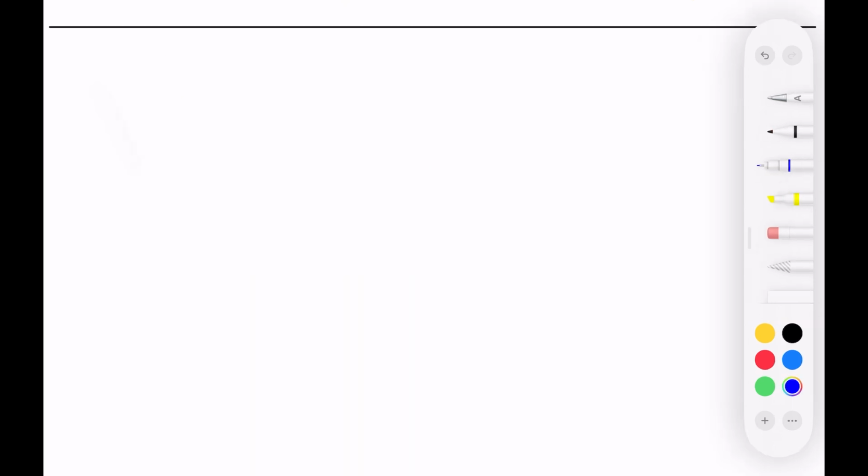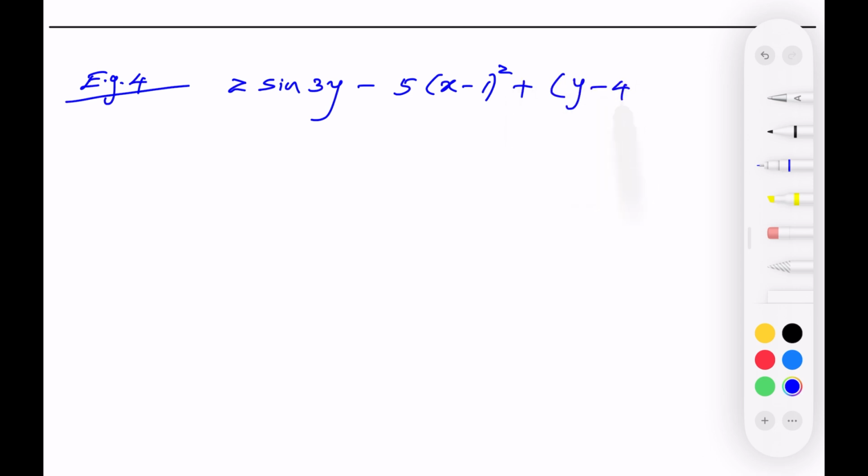Here's your example number 4. Find dy by dx from 2 sine 3y minus 5 times (x minus 1) everything squared plus (y minus 4) everything squared equals 2. If I differentiate both sides of that equation with respect to x, there's this 2, which is just a constant, that times the derivative of sine 3y.